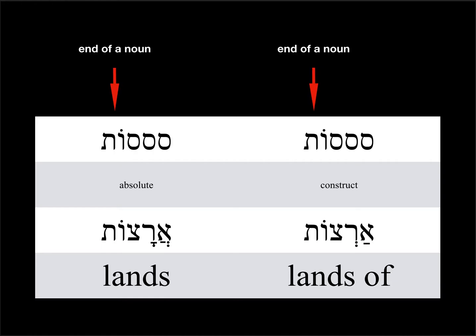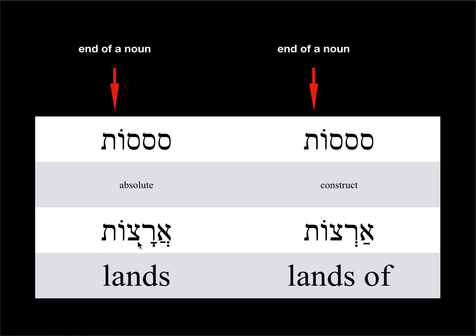Next one. If a noun ends with ot, that's already a short sound at the end, t, that cannot shorten, and therefore it'll remain the same. Ot remains the same and stays as ot in the construct. Artzot, we have ot, lands from Eretz, artzot.